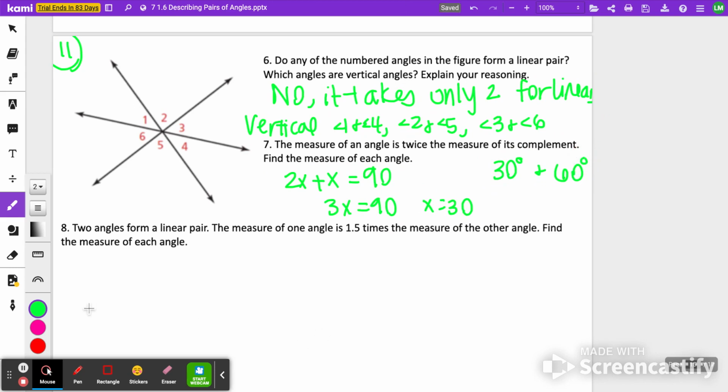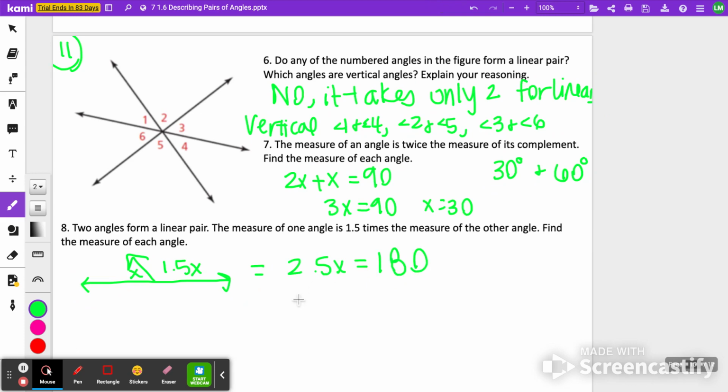The last one, number 8, says 2 angles form a linear pair. So again, we can maybe draw a picture. The measure of one angle is 1.5 times the amount of the other angle. So I have 1.5x and then just x. Find the measure of each angle. This is equal to 2.5x, which is equal to 180.